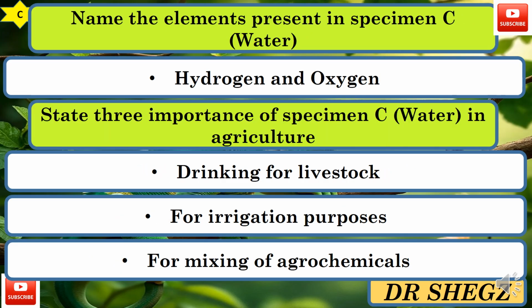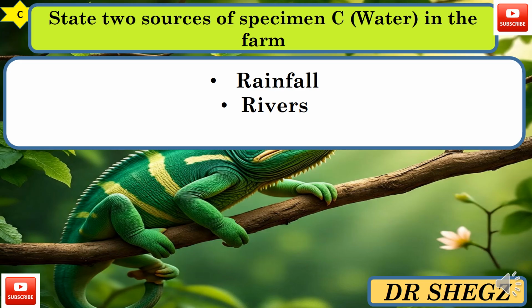Now, what are the elements present in water? Hydrogen and oxygen. Remember, it's H2O. Then of course importance of specimen C in agriculture. You see, you must look at the question very well so that you can understand what it's asking you to write before you write. Previously we said the importance of the specimen, that's the water in the animal, but here they are saying in agriculture generally. So drinking, for livestock, irrigation purposes, and of course for mixing agrochemicals. These are some of the applications of water in agriculture.